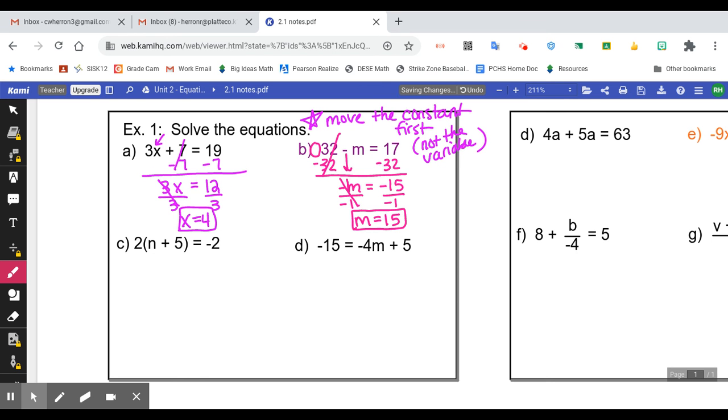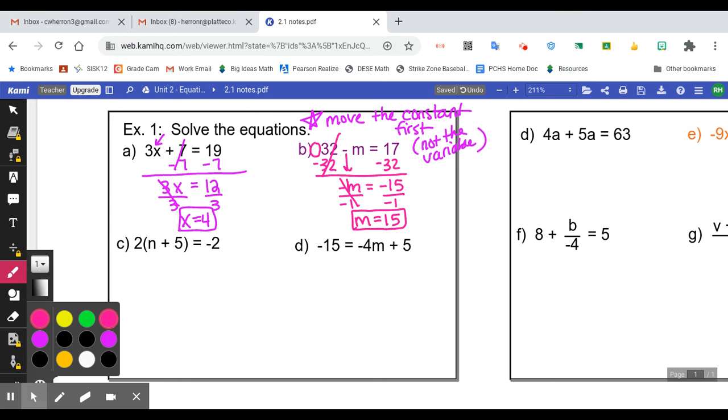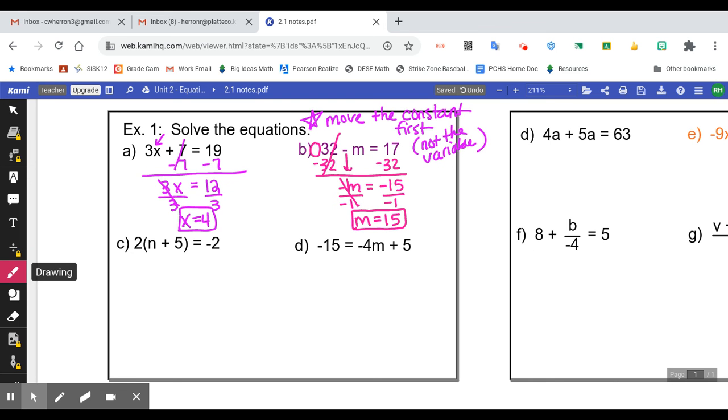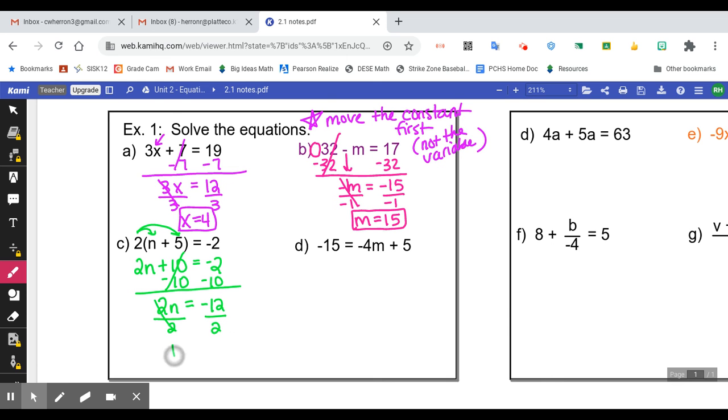All right. Down here for letter C, we've been doing this for a couple weeks now. So distributive property is when it's on the outside. It goes to both. We have 2n plus 10 equals negative 2. Subtract 10 from both sides because we take the number without the variable first, the constant. This is negative 12. Last step, divide by 2. And we have n equals negative 6.